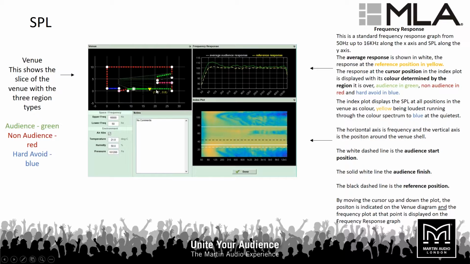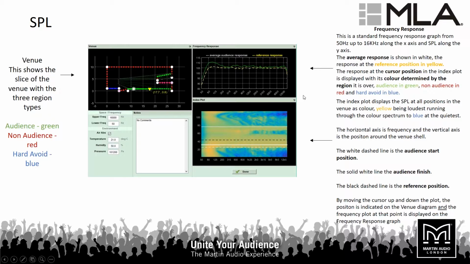Audience area in green again, non-audience area in red, and our hard avoid in blue. The pink here again is in acoustic shadow, so there is no frequency response there effectively because there is no direct sound. This yellow triangle is our reference position, so that was the black dotted line, as you can see in the middle of this index plot here. And this is our cursor, which I will show you in the example that we're going to do in a minute. This will allow us to check the frequency response in various locations in the room, in fact, all the locations in the room as we move around the venue.